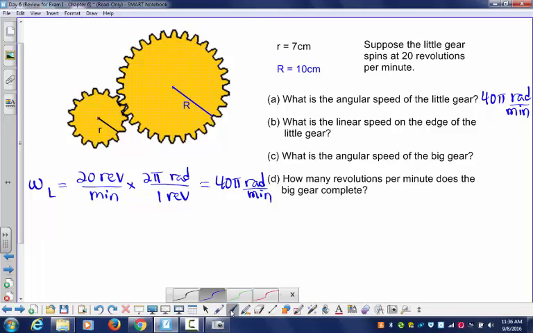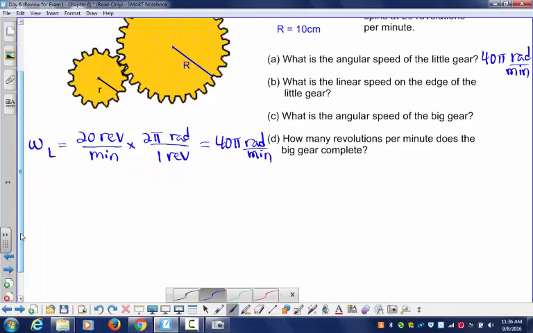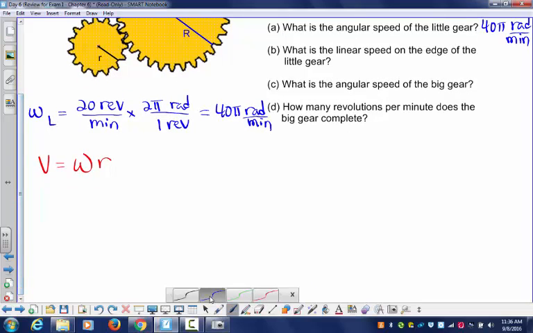Part B says, what's the linear speed? So we're imagining the edge of the gear. What's the linear speed if you're on the edge of the gear? For part B, we have to convert angular to linear. And the formula that we use is V equals omega R. If we want V, and V is constant no matter where you are, so we don't have to put a subscript on the V. So we're going to take omega little and multiply it by the little radius.